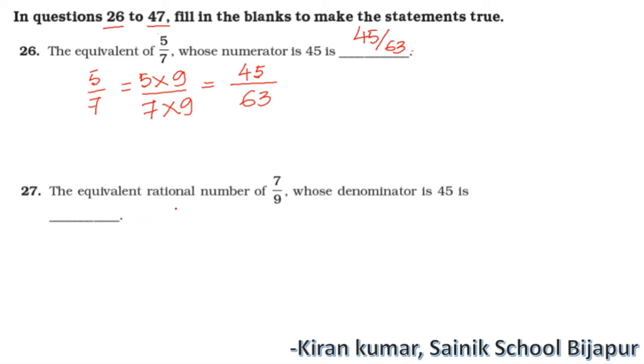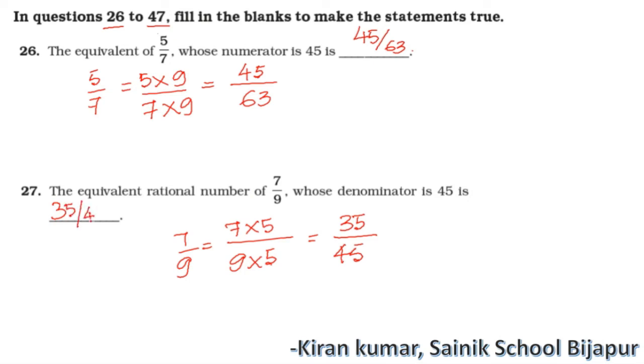27th, the equivalent rational number of 7 by 9 whose denominator is 45. The same method, we need to multiply 9 with 5, then only we get 45 in the denominator. So 7 has to be multiplied by 5, we get 35. So the answer is 35 upon 45.